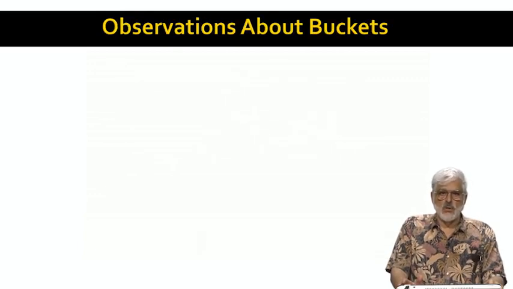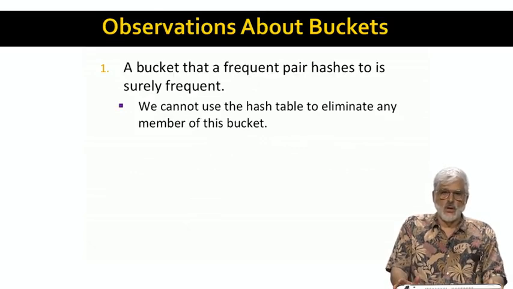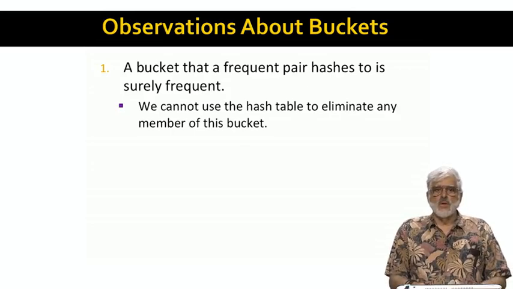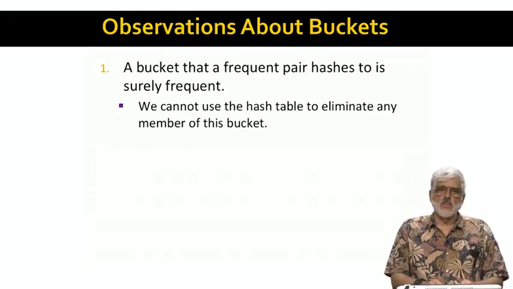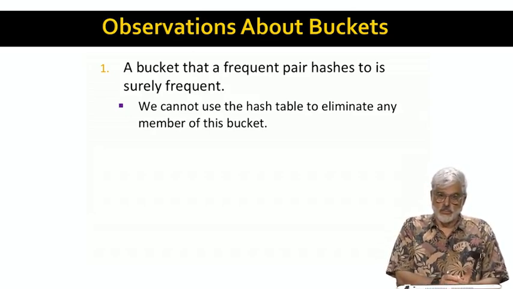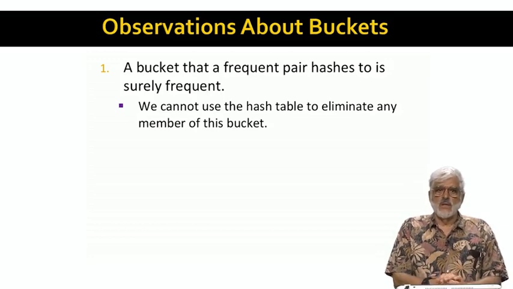I want to remind you of 2 important observations about the buckets. First, if a pair is frequent, then the bucket it hashes to is surely frequent. Thus, on the second pass, the bit in the bitmap for that bucket will be 1, and we will surely maintain a count for this pair. Unfortunately, there may be many infrequent pairs that hash to the same bucket. These might be counted on the second pass as well.